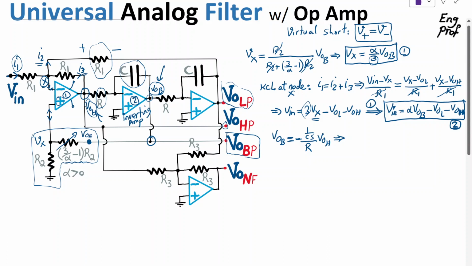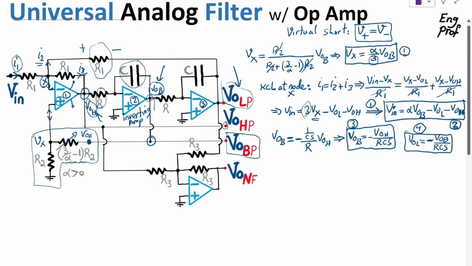So as a result, we get this interesting outcome that V out bandpass is equal to minus V out high pass divided by RCS. So let's keep this as equation number 3. Okay, last step, we can do the same thing for op-amp 3, in which V out low pass is the output and V out bandpass is the input. So for the same reason, we get V out low pass is equal to minus V out bandpass divided by RCS as well. So this is equation 4.